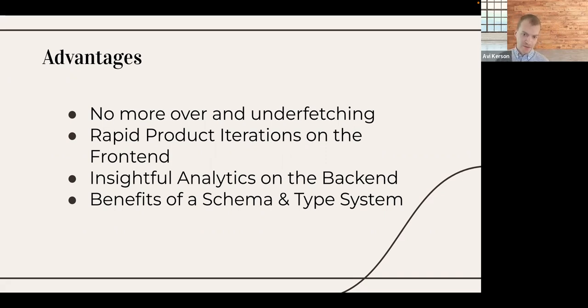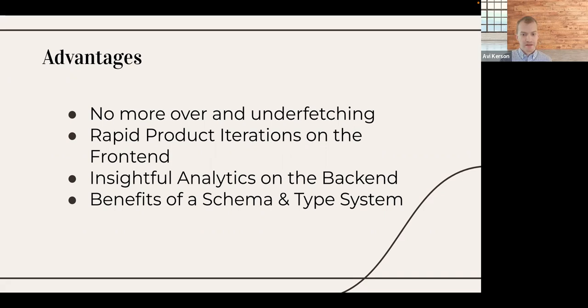Next is the availability for rapid product iterations on the front end. A common pattern with REST APIs is to structure the endpoints according to the views that you have inside your app. This is handy because it allows for the client to get all the required information for a particular view by simply accessing the corresponding endpoint.